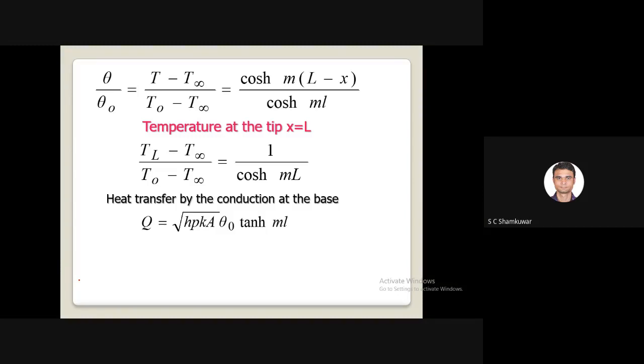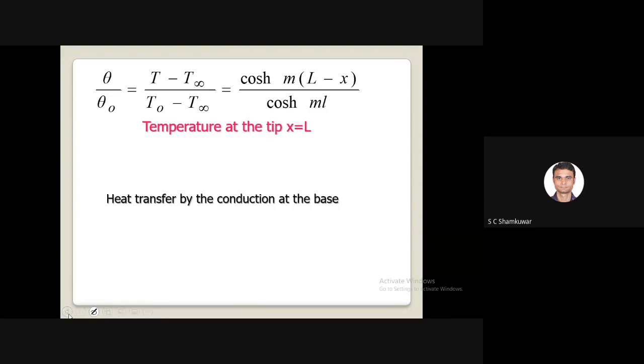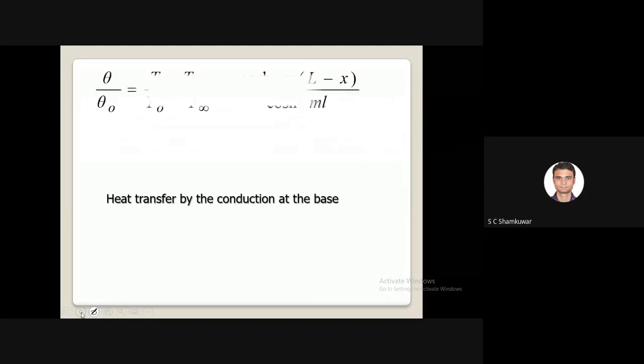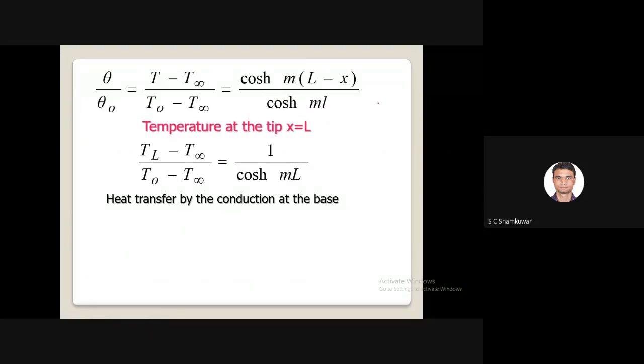I have not taken a detailed derivation now. I have just given the formula, but you should remember how these have arrived by following the same steps. We find theta, we use the equation of theta, then d theta by dx, we apply the boundary condition, then you will get the values of C1 and C2. If you put the values of C1 and C2, ultimately you will get the temperature distribution along the fin. This is the temperature distribution at the tip because you are putting x is equal to L. So cosh m of 0 will be 1, and this will be the equation.